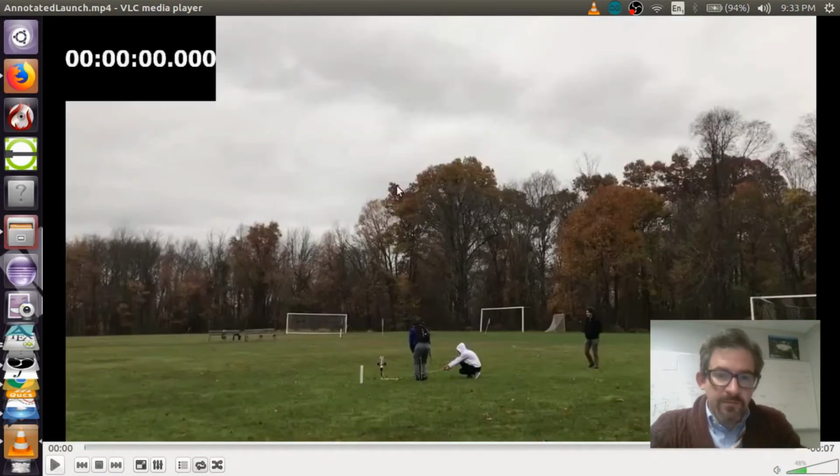Here is maybe an even more quantitatively dramatic example. What we're going to see up here on the right is a stopwatch, and I'm going to watch that stopwatch and mark when the rocket reaches its highest point and then when it lands. And I think you'll see that there's a big asymmetry in the time it takes to go up and the time it takes to go down. Let's take a look.